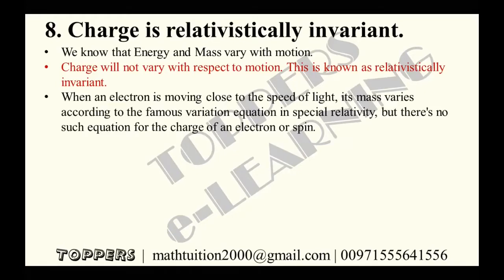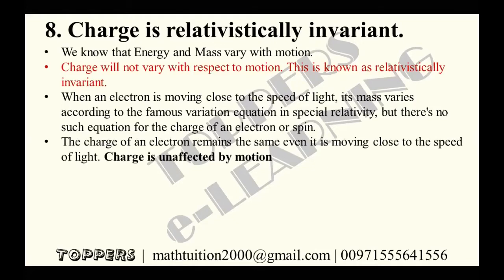When an electron is moving close to the speed of light, its mass varies according to the famous variation equation in special relativity. But there is no such equation for the charge of an electron or its spin. So the charge of an electron remains the same even when it is moving close to the speed of light. Charge is unaffected by motion. So we can say charge is relativistically invariant.